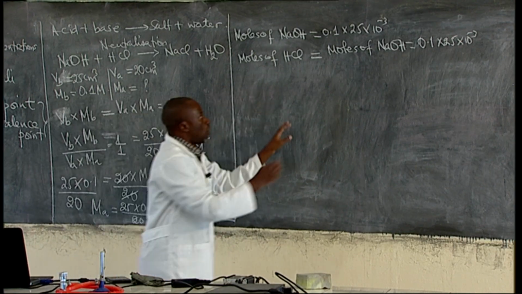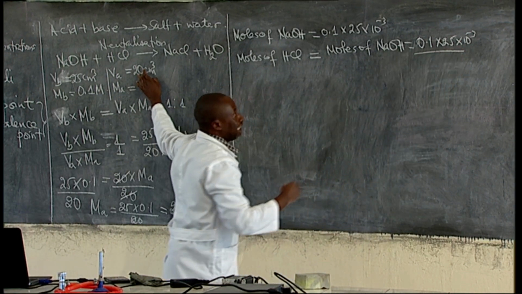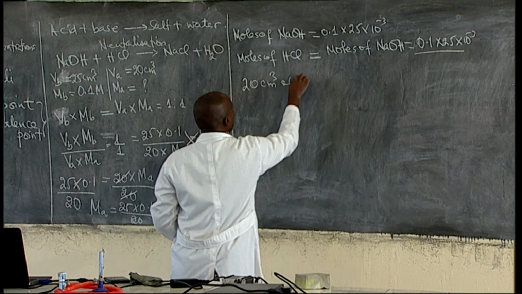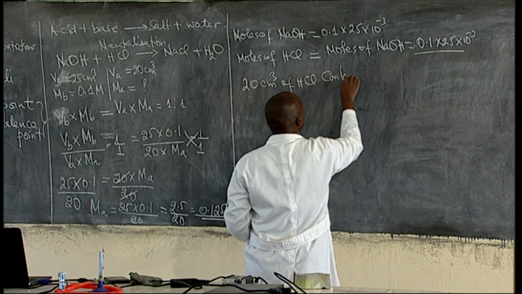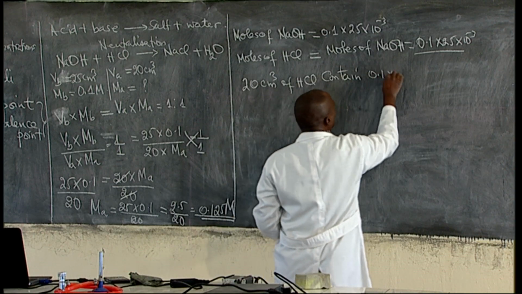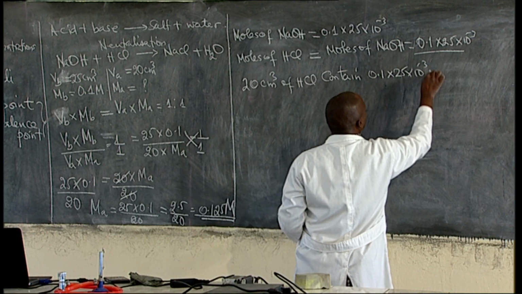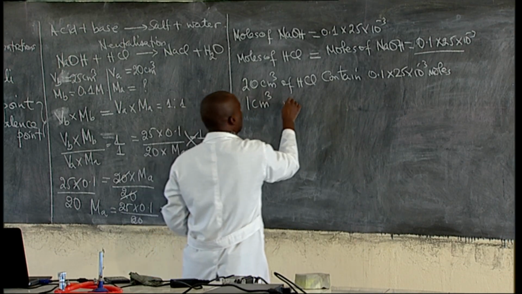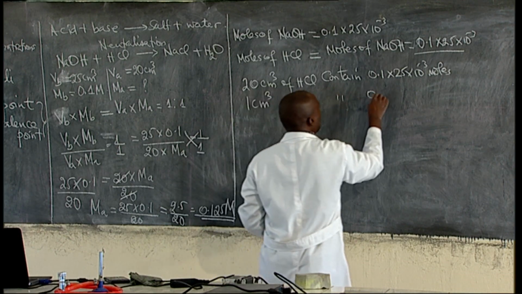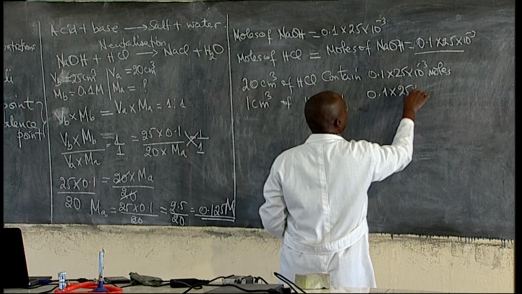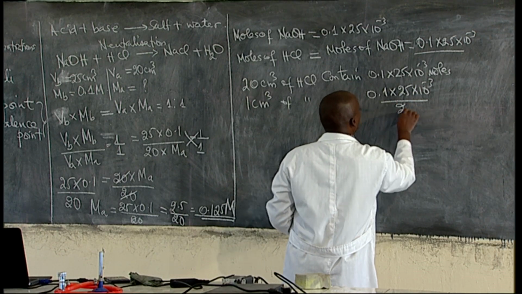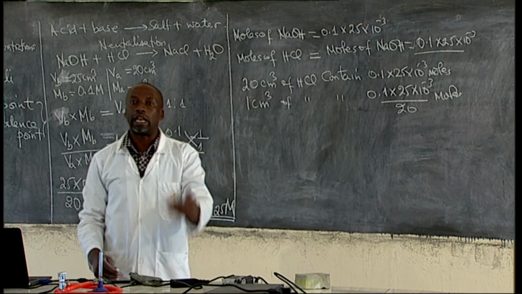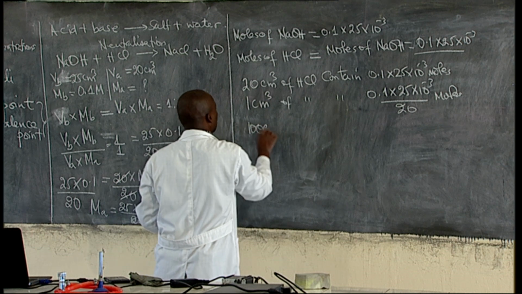So this number of moles of HCl is in 20 cubic centimeters. So you say 20 cubic centimeters of HCl contain 0.1 times 25 times 10 to the power negative 3 moles. What about 1 cubic centimeter of HCl? This will contain 0.1 times 25 times 10 to the power negative 3 over 20 moles. But you remember, we need the moles in a liter. So that is in 1,000 cubic centimeters.